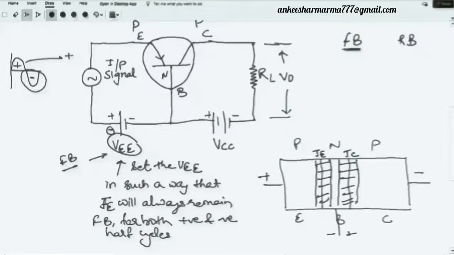majority carriers, because minority carriers are considered in reverse biasing. The majority carriers are so many in forward biasing that they overcome the minority carriers and their impact becomes very small. So if I see here, what will be there in the p type? It will be holes. In the n type, we will have electrons.